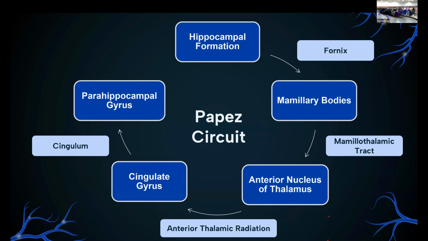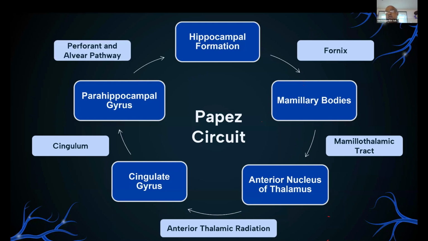So next, the cingulate gyrus is connected to the parahippocampal gyrus through the cingulum. Once again, finally it goes to the hippocampus. So that's how your memory consolidation takes place through the PAP circuit. That is the perforant and alveolar pathway. Okay, so this is the PAP circuit.